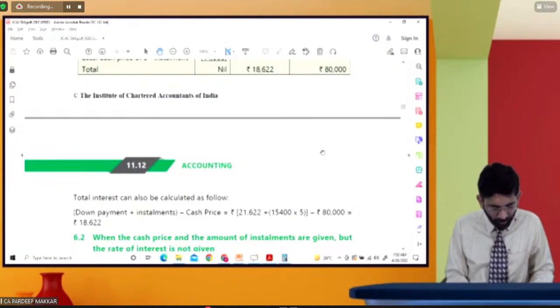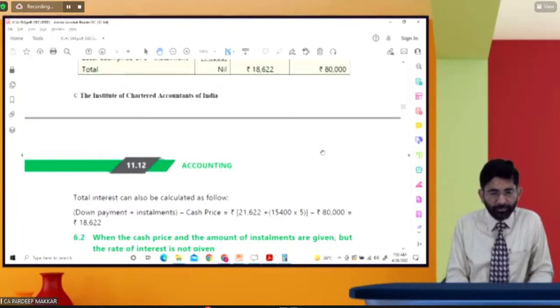So they mention in the question that installment is paid at the end of the year. Sir, can we use your pro forma in illustration number 4? There's no problem. You can use it, beta. When to use annuity table, beta? Just wait. We will come to that.